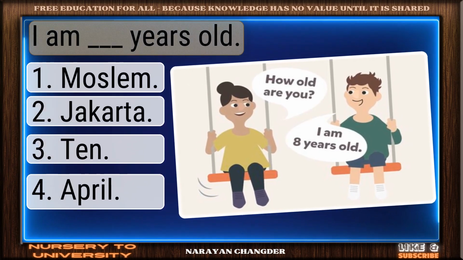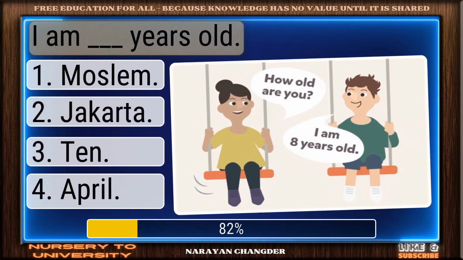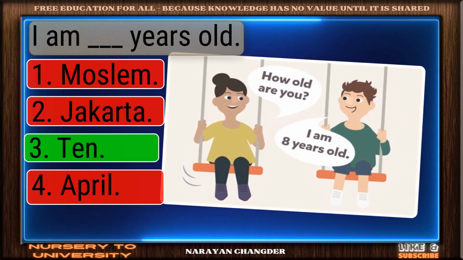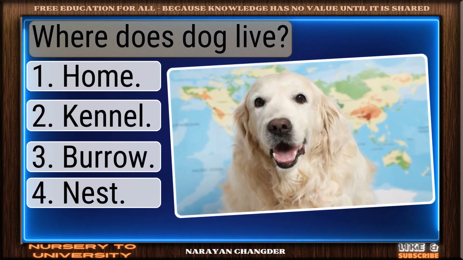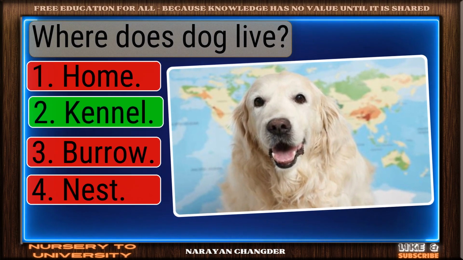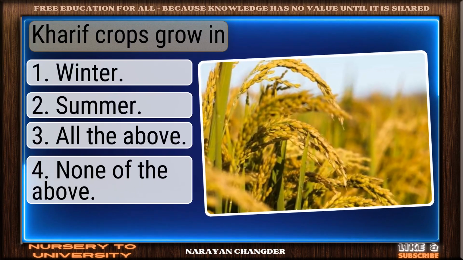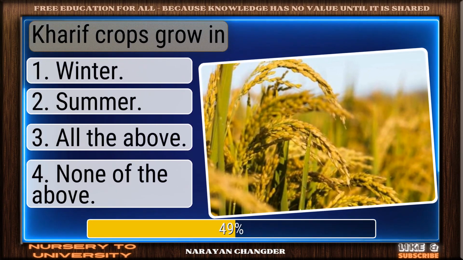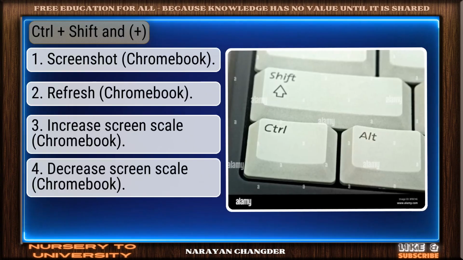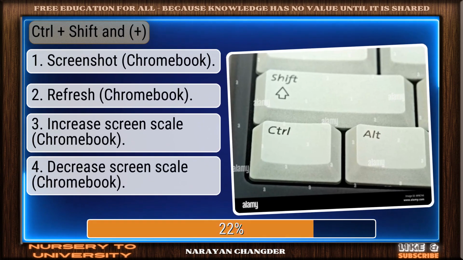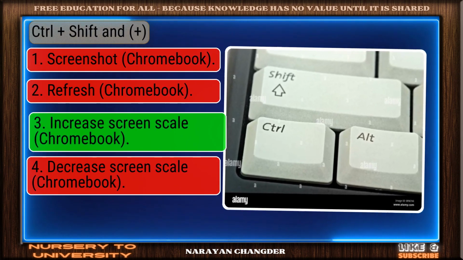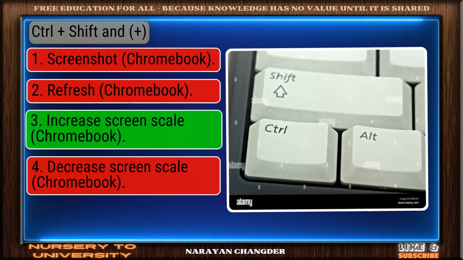I am dash years old. Smart move. 10 is an accurate answer. Where does a dog live? Well picked. Kennel is the correct answer. Kharif crops grow in. Bravo. Summer is the answer. Ctrl plus Shift plus N. Correct response. Increased screen scale is the most accurate answer.